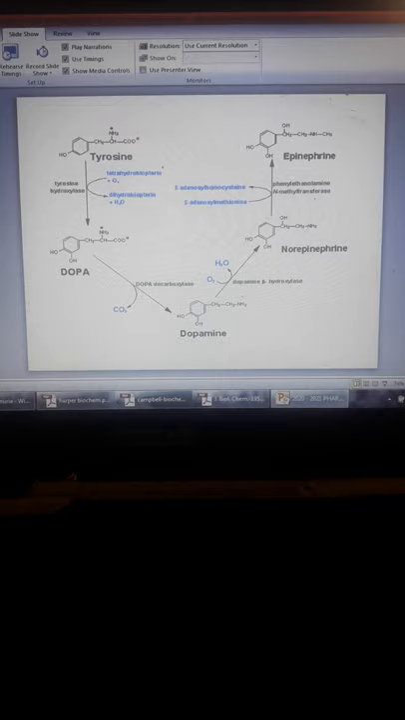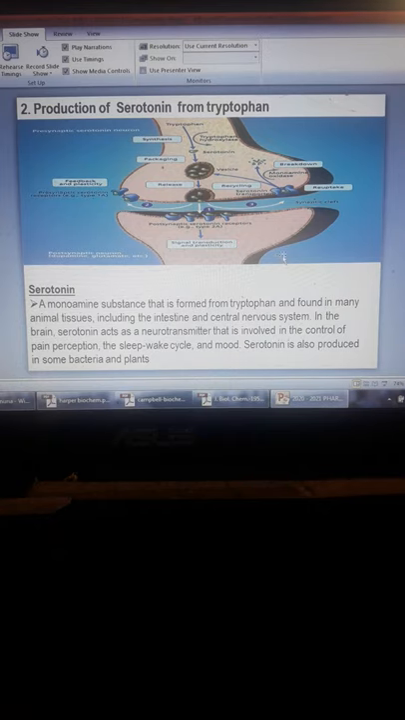Okay? Next, production of serotonin from tryptophan. Serotonin is a substance formed from tryptophan and found in many animals. Usually found in the intestine and CNS. So, serotonin acts as a neurotransmitter involved in the control of pain, perception, and the sleep-wake cycle of a person. In humans, serotonin is also produced in bacteria and plants.